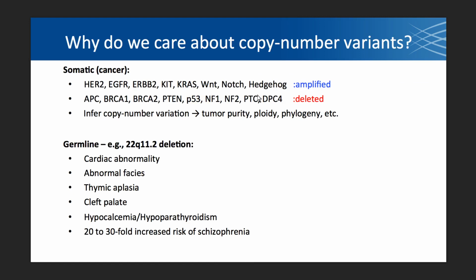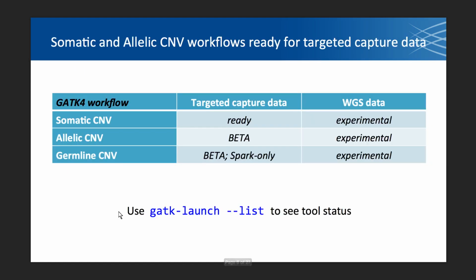So we don't just care about copy number variants for the somatic context. Someone made this slide and listed highly amplified and deleted genes in cancer, but we also care about copy number variants in the germline context because they are involved in certain conditions and diseases. And so I know I'm focused on the somatic workflows here, but I just wanted to point out that we have a germline CNV caller that's in beta. It's in beta because it's still being worked on, and it is only available to run in Spark.